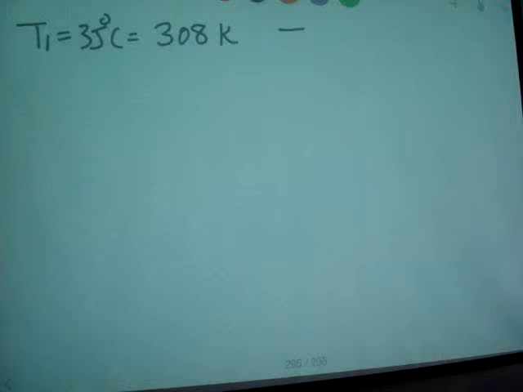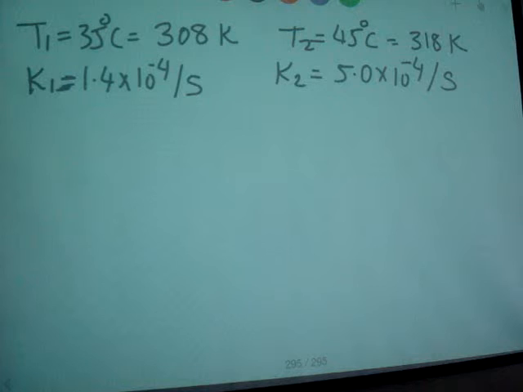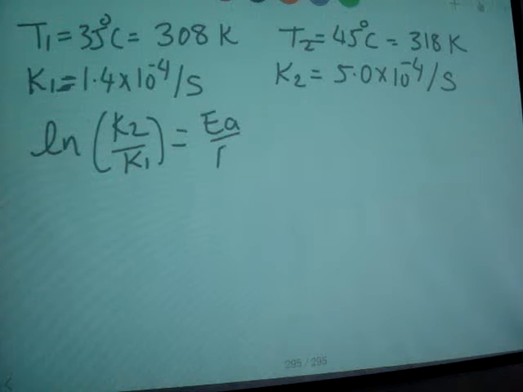Alright, so let's start with the first. We have been given temperature T1, which is 35 degrees Celsius, and when you convert into Kelvin it is 308 Kelvin. Temperature T2 is 45 degrees Celsius, which converts to 318 Kelvin. K1 is 1.4 times 10 raised to minus 4 per second, and K2 is 5.0 times 10 raised to minus 4 per second. We are going to use this equation: ln(K2/K1) equals Ea divided by R, times (1/T1 minus 1/T2).